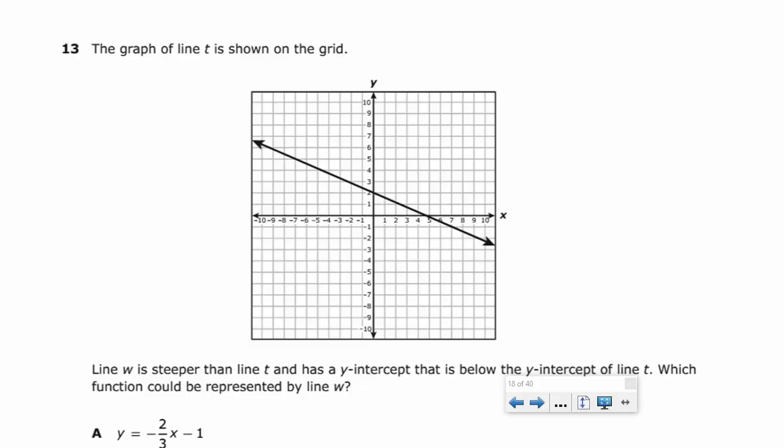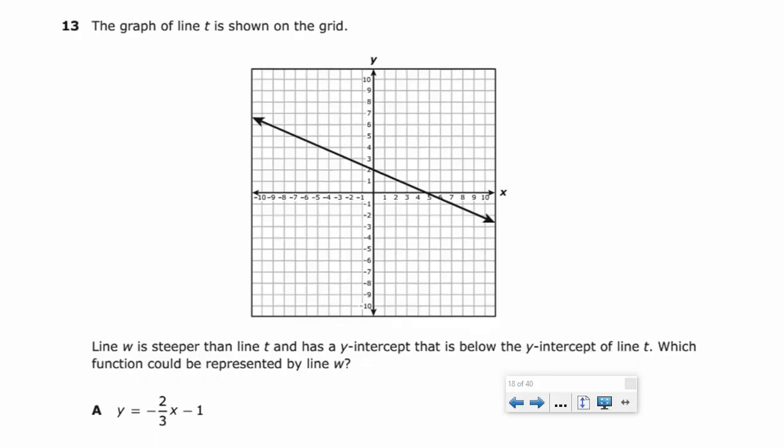Okay, we're going to skip down to number 13 here. The graph of line T is shown on the grid. So this is a line called T. The line W, they're talking about a second line that we actually can't see, is steeper than line T and has a y-intercept that is below the y-intercept of line T. Well, what's the y-intercept of line T? I want to figure out which equation represents line W, the new line, and this new line has a y-intercept that is less than the y-intercept of T.